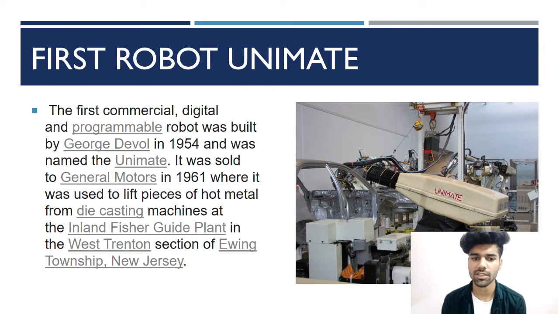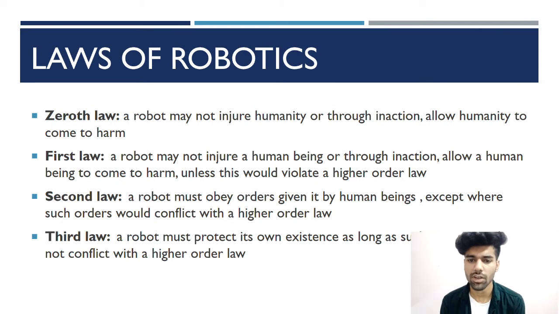The first robot was Unimate. The first commercial, digital and reprogrammable robot was built by George Devol in 1954 and was named Unimate. It was sold to General Motors in 1961, where it was used to lift pieces of hot metal from die casting. About the laws of robotics, there are basically 4 laws.